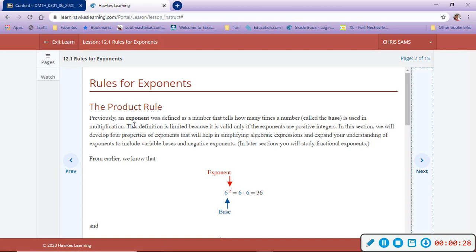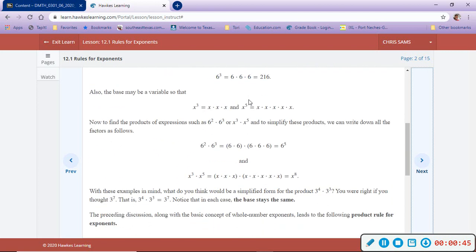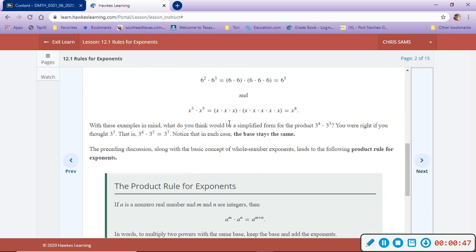So here is just the physical description of what exponents are. So you have a big number, which we call the base, usually on the bottom, and then you have a little small number that's usually on the top. It's called the exponent. So I would make a note and jot those terms down. We can only apply these rules if the base stays the same.